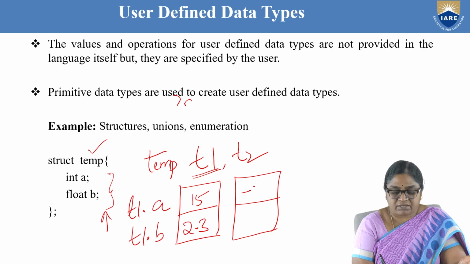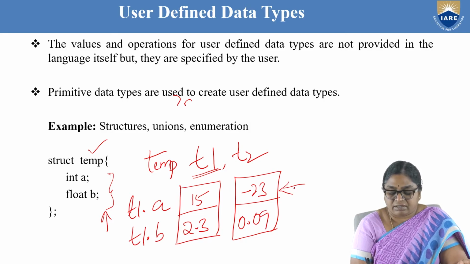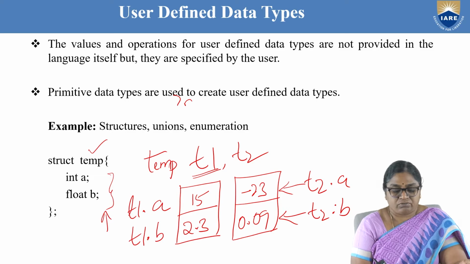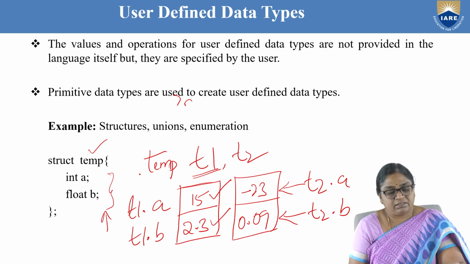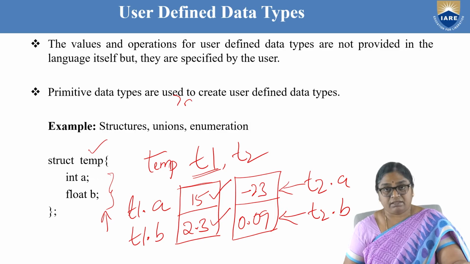Similarly, I can store another set of values in t2. Here I can write minus 23 and here 0.09. Here this can be retrieved through t2.a and it is t2.b. So here I am storing an integer value and a float value together into a structure variable. Here the structure variable is a user defined data type. It is not there in the primitive data set, but we use primitive data types to create user defined data types.